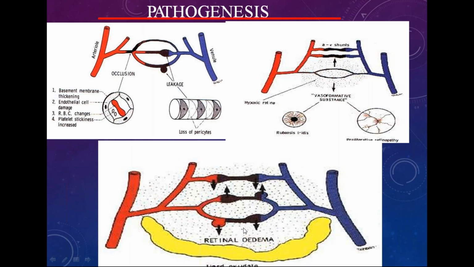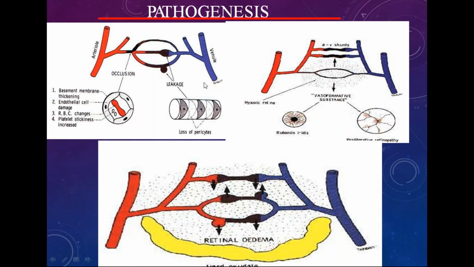Due to loss of pericytes, there will also be retinal edema. Leakage of fluid from the small vessels leads to retinal edema and hard exudates. These are the hard exudates. And there will be formation of arteriovenous shunts. Due to occlusion, there will be formation of shunts and formation of vasoactive substances, VEGF, vascular endothelial growth factors, resulting in rubeosis iridis. That means new vessels on the surface of the iris, where usually there are no vessels. There is also proliferative diabetic retinopathy. Proliferative retinopathy means neovascularization of the disc and neovascularization elsewhere.